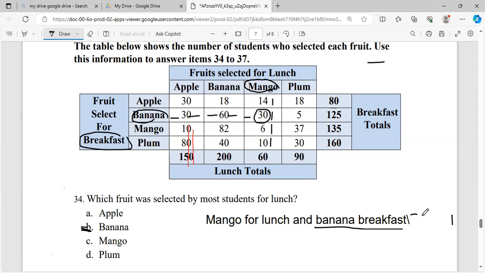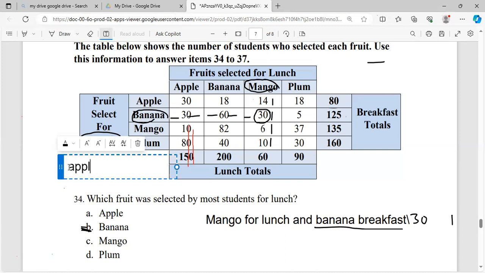Sir, can I do one? Yeah, man. Sir, I understand now. Sir, how many people have apples for lunch and mango for breakfast? All right, I'm going to do this one, guys. Apple for lunch and mango. Oh, mango. Everybody loves the mango. 10, sir. That's only 10. All right, let's see if it's 10.